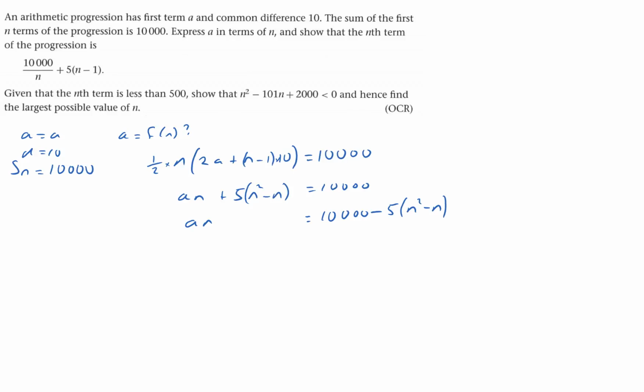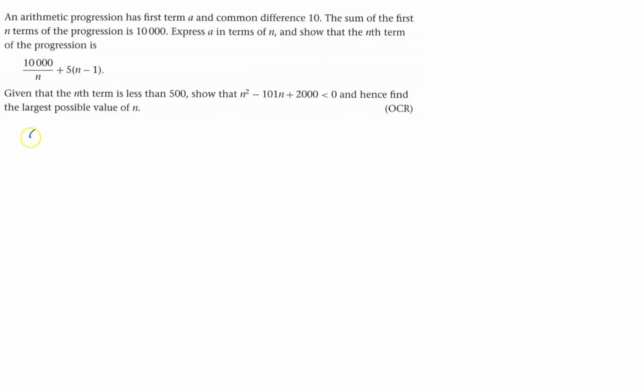Let's start this again. The arithmetic sequence has first term a, so a equals a. Common difference is 10, so d equals 10. The sum of the first n terms is 10,000. We've got to put a as a function of n. So first off, S_n is a half times n times 2a plus (n minus 1) times d, which is 10, and that equals 10,000. It's got a and n, so I will be able to show a in terms of n.